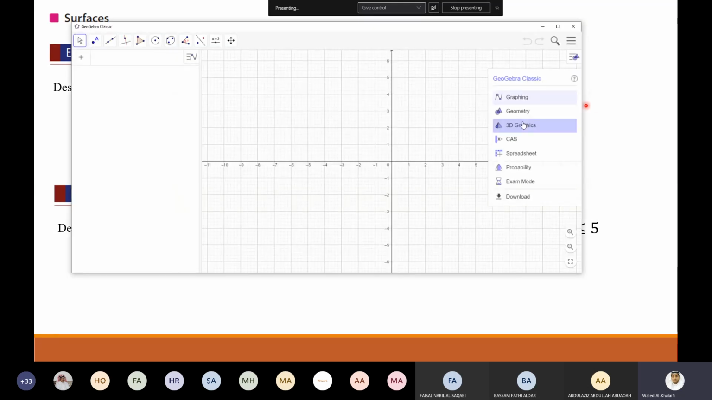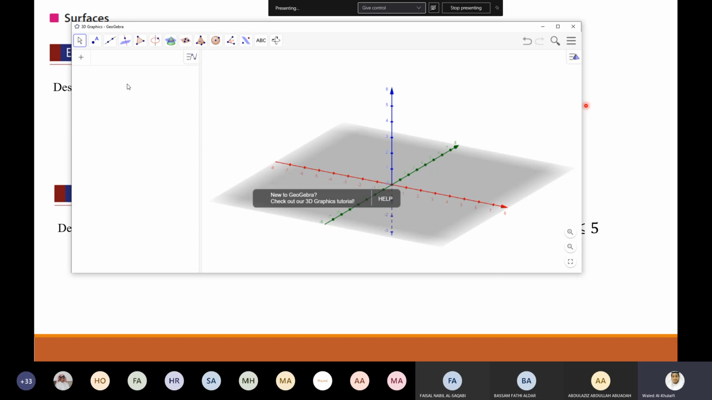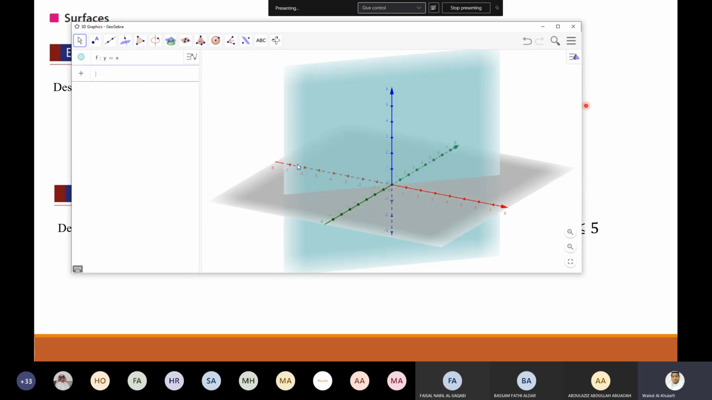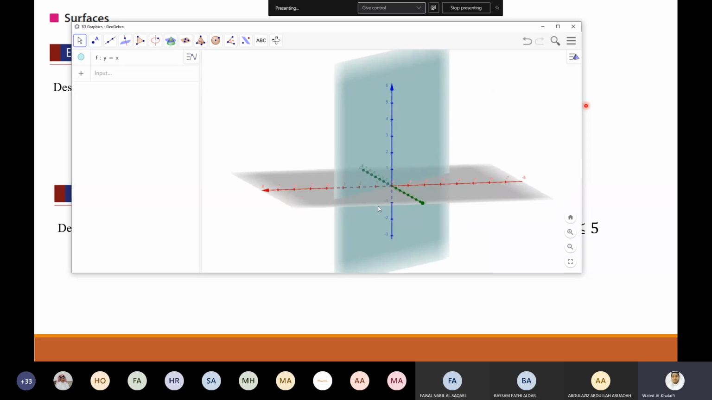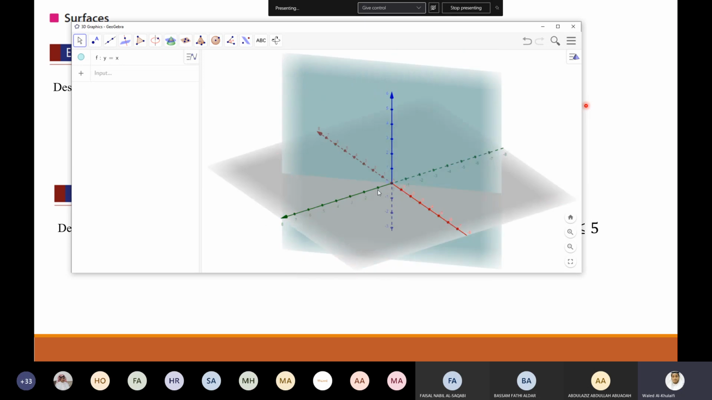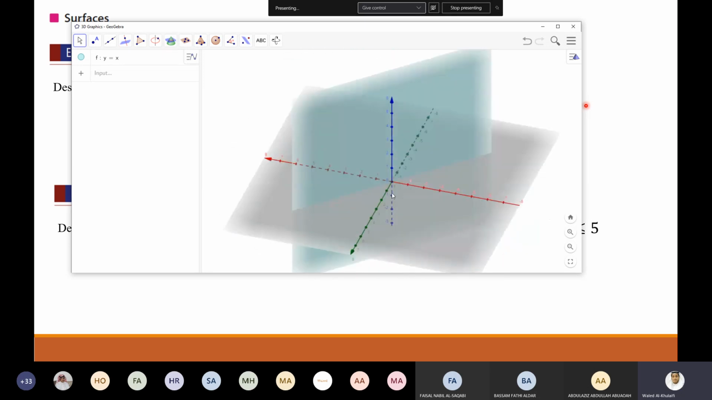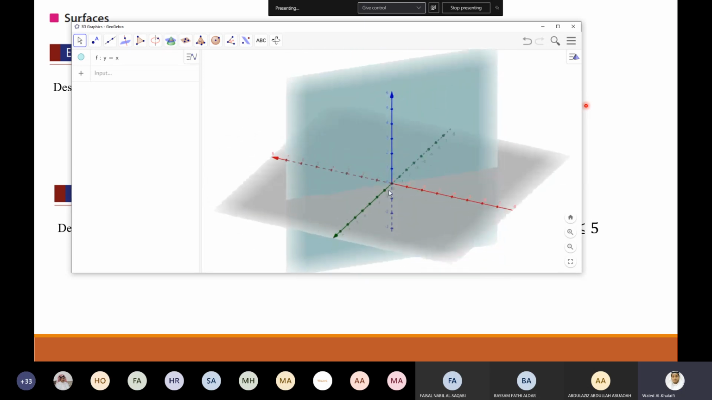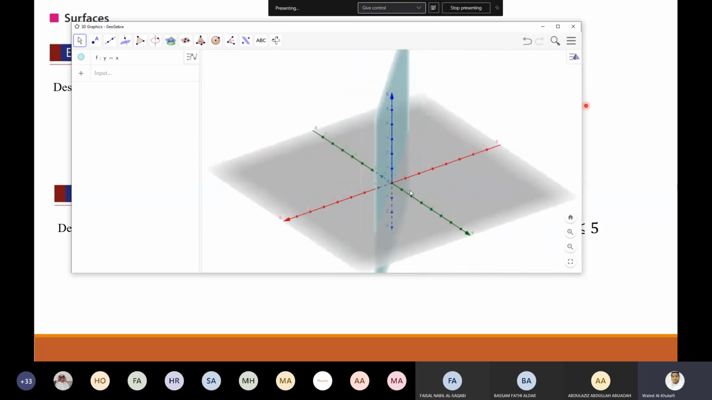It has many things. You can take the 3D calculator. If you say y equals x, so this is y equals x. Keep in mind, look at the arrows. The red one is the x-axis, this is the y-axis, this is the z-axis. And look at the plane, how it goes like this. So this is the plane y equals x.